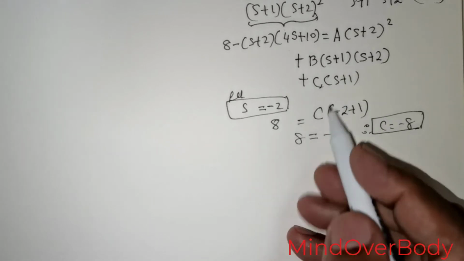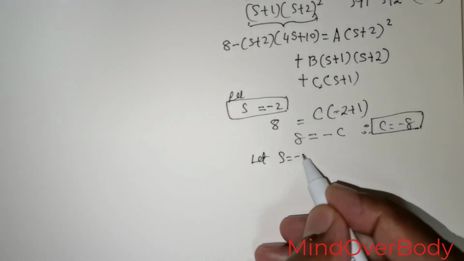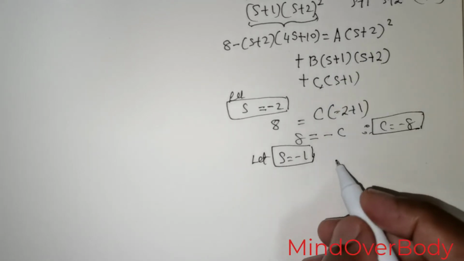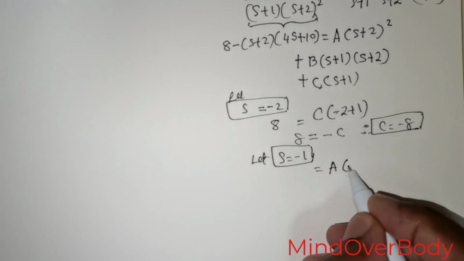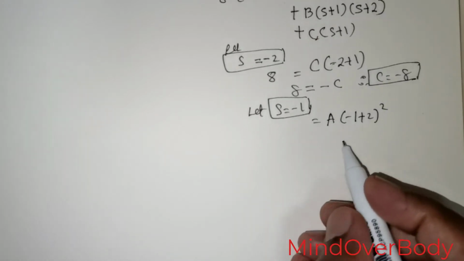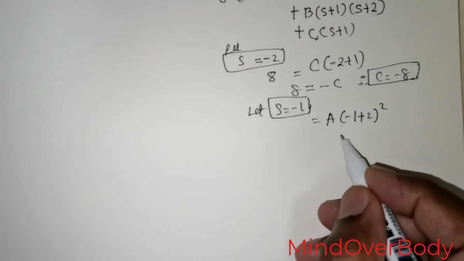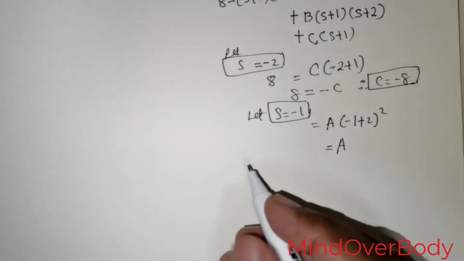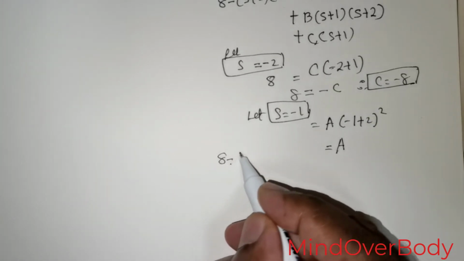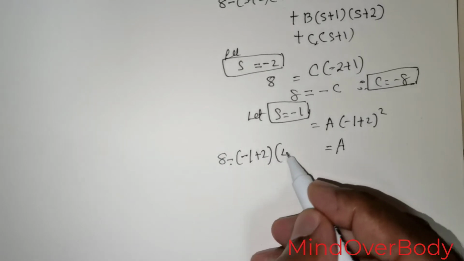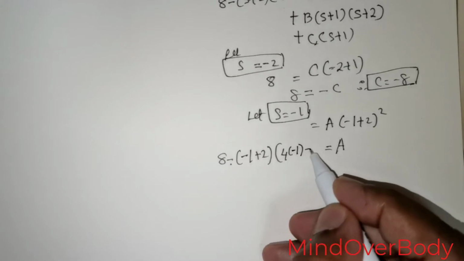Next, what I wish to do is take s to be equal to negative 1. So when I take s to be negative 1, this vanishes, but this stays. So this is going to be a times (negative 1 plus 2) raised to the power of 2. So that will give me a positive value here, so it's just going to be a. And on the left hand side, I have taken s to be negative 1, so I will have to substitute the values. So it's going to be 8 minus (negative 1 plus 2) times (4 times negative 1 plus 10).